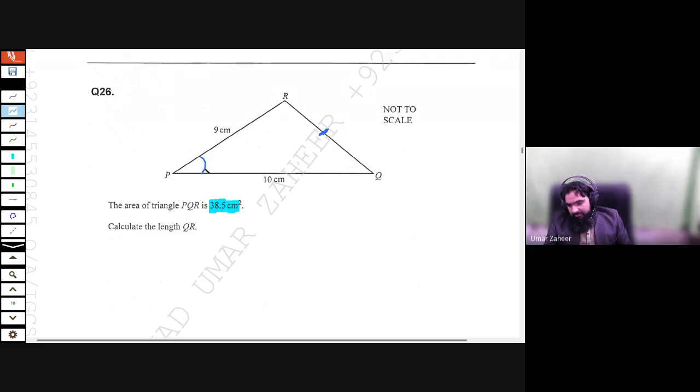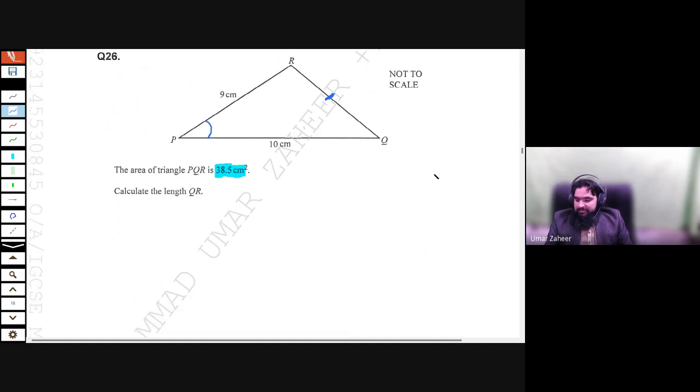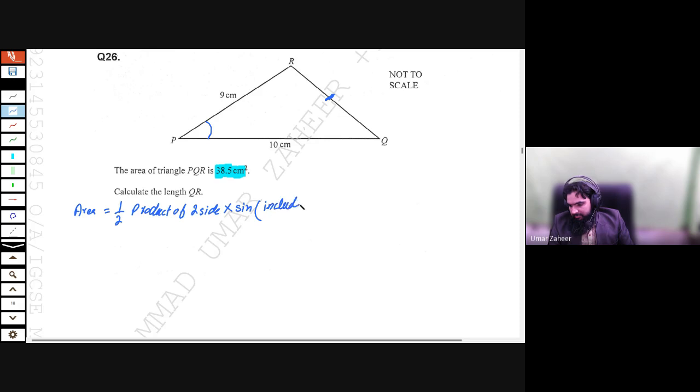Angle P. Yeah, we have to find angle P. So we have the area is equal to 1 by 2, the product of two sides into sine of their included angle.